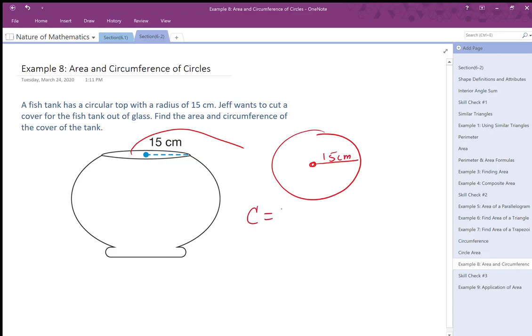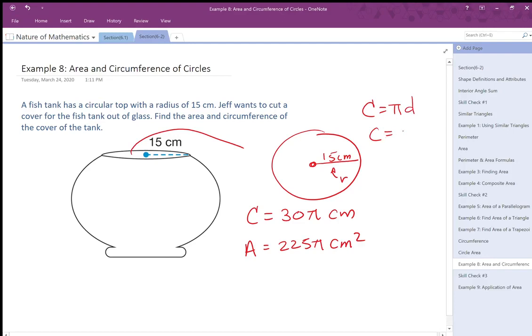The circumference would be 30 pi centimeters. The area would be 225 pi centimeters squared. So I just used the formulas there. Circumference is pi times d, or you can say circumference is 2 pi r, and area is pi r squared.